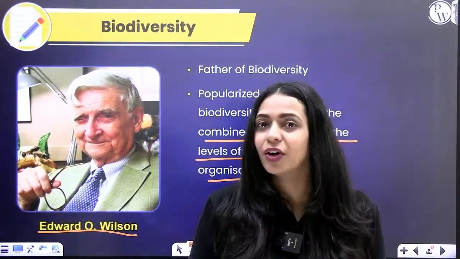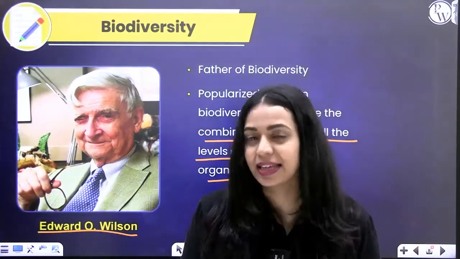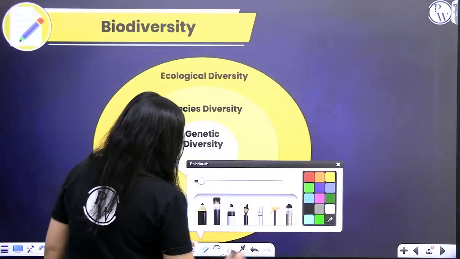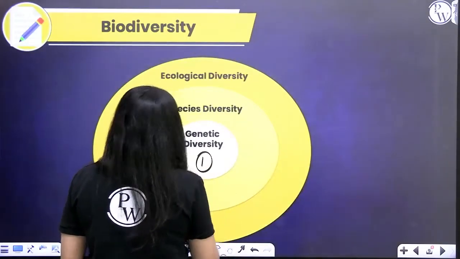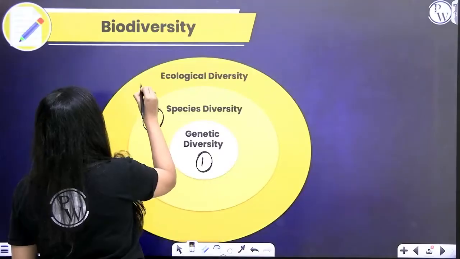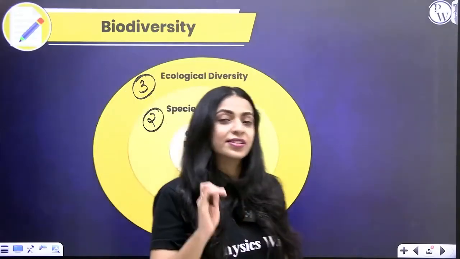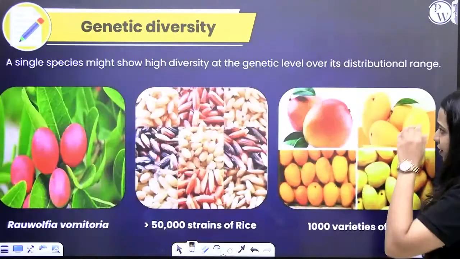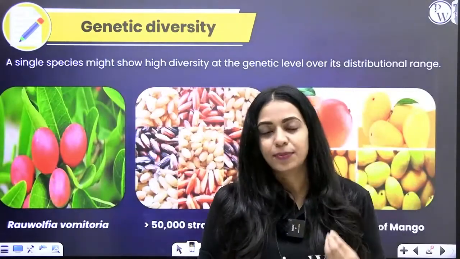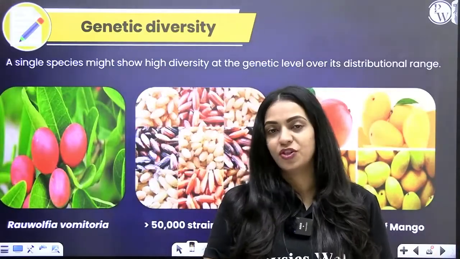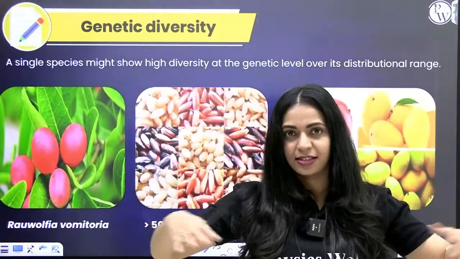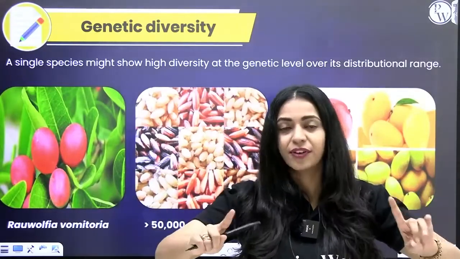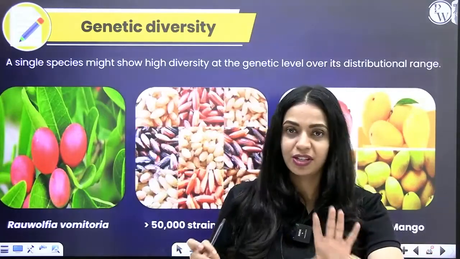But the most important levels of biodiversity that we are going to study in this chapter particularly are genetic diversity, species diversity, and ecological diversity. We're going to study about each one of them with examples. Alright, let's begin with genetic diversity. Genetic diversity is something that we observe within the same species. Right now, let's take the example of humans. All of us belong to the same species. Me and every one of you watching this video, we are all belonging to the same species, right?